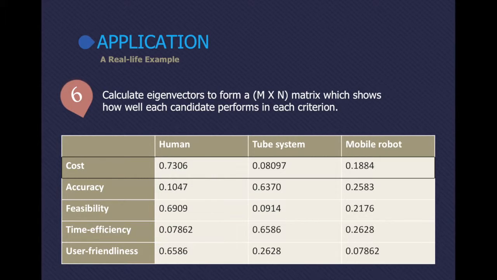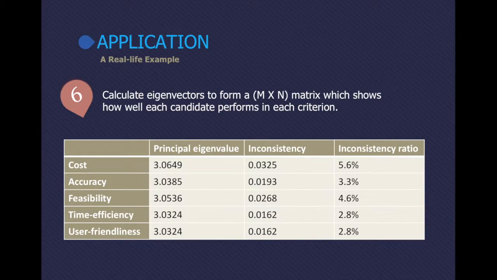Then, we find out the relative performance of the candidates in each criterion. This is achieved by using the same mathematical method as calculating the priority table. We still use cost as an example. We can see that human has a relative performance of 0.73, which is the highest among the 3. A consistency check is done again on the previous 5 pairwise comparison matrices. The inconsistency ratio is calculated as smaller than the benchmark of 10%. Hence, we are confident that our pairwise comparisons are relatively consistent and we can continue with our analysis.